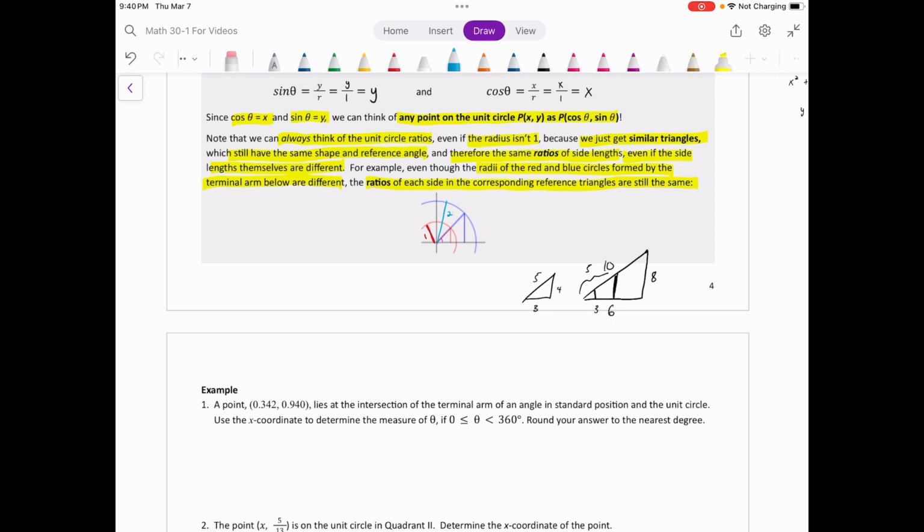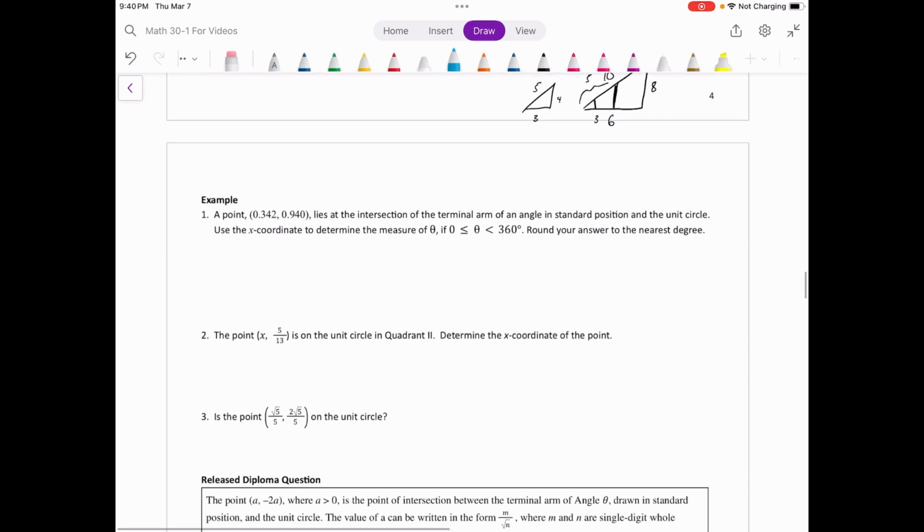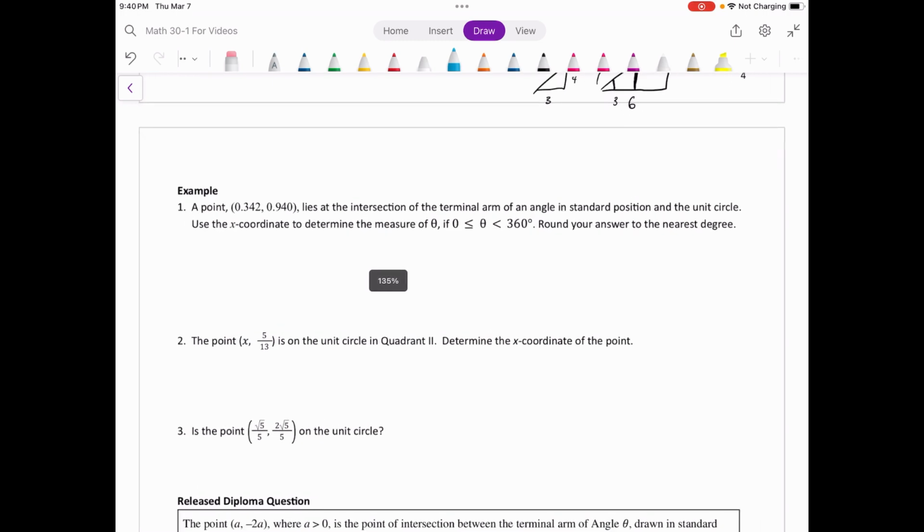Okay, let's try some examples out using this fact, using the unit circle where r is 1, and therefore sine theta, y over r, is just y over 1, or y, and cos theta, x over r, is just x over 1, or x, right? So that cos theta is just the x coordinate of a point on the unit circle, and sine theta is just the y coordinate of a point on the unit circle, as long as the terminal arm of theta goes through that point on the unit circle.